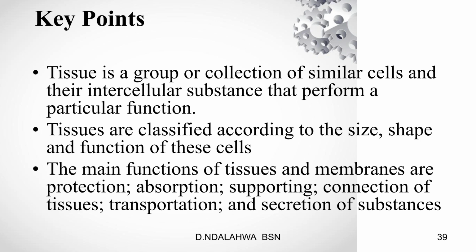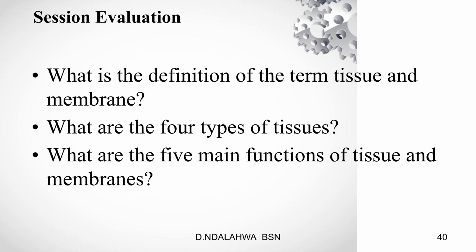To summarize key points, a tissue is a collection of similar cells performing a particular function. Tissues are classified by the size, shape, and function of their cells. The main functions of tissues and membranes are protection, absorption, support, connection, transportation, and secretion. This concludes our video. Consider reviewing the definition of tissue and membrane, the 4 types of tissues, and the 5 main functions of tissue and membranes.